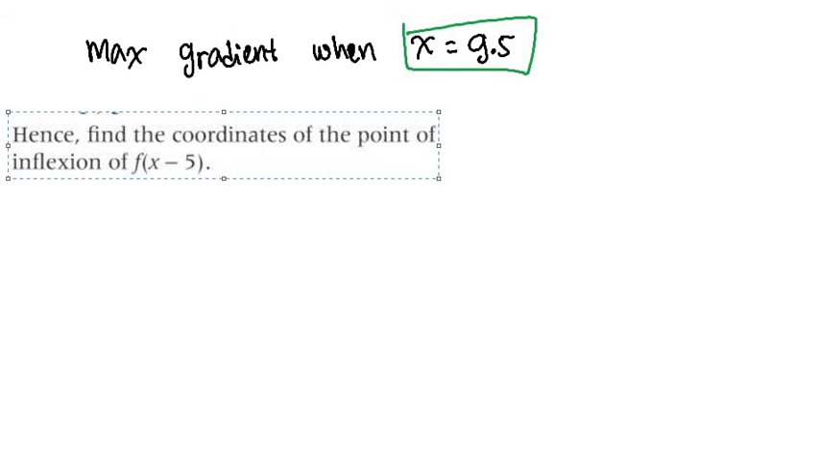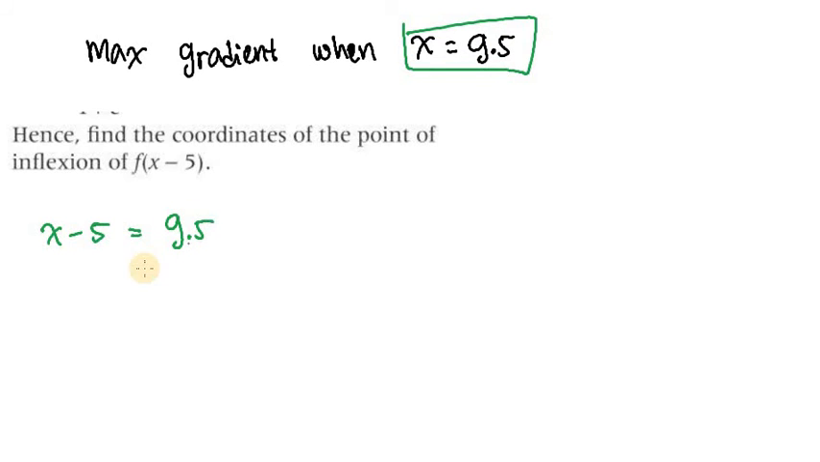Okay, so the point of inflection is when x equals 9.5, but in this case this is not x, it is x minus 5. So we have to change that. x minus 5 equals 9.5. We will find our new x, which is x equals 9.5 plus 5, which is 14.5. So we got the value of x. We need to find the value of y.